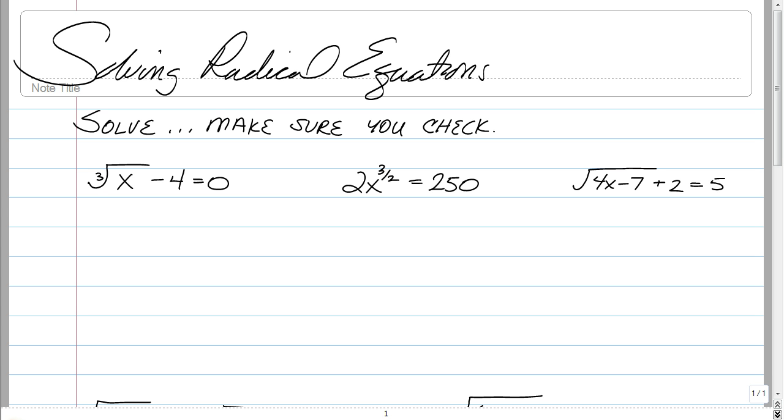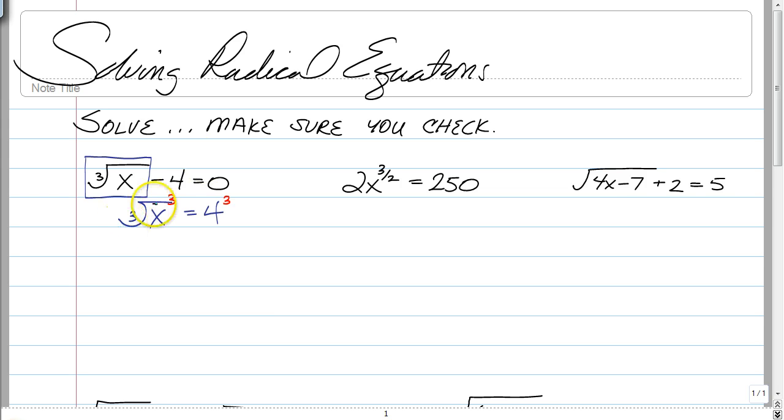What we need to do here is get x by itself. When you're working with radicals and exponents, you want to get just the most basic part of that radical or exponent by itself. So you need to get the cube root of x by itself before you do anything else. In this case, you're going to add 4 to both sides, and you're going to end up with the cube root of x is equal to 4. So now you've got the radical by itself. It's ready to go. What you need to do is cube both sides.